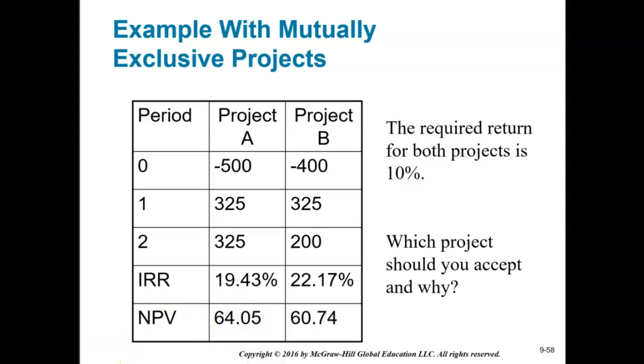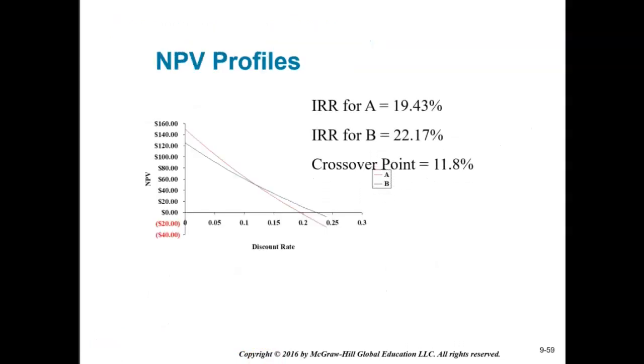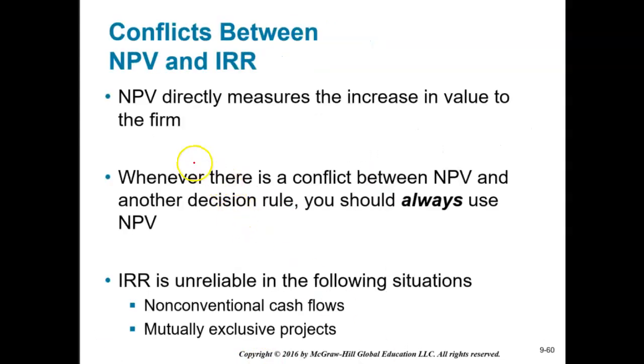Looking at the points, NPV directly measures the increase in value to the firm. Whenever there is a conflict between NPV and another decision rule, you should always use NPV. IRR is unreliable in the following situations: non-conventional cash flows and mutually exclusive projects.